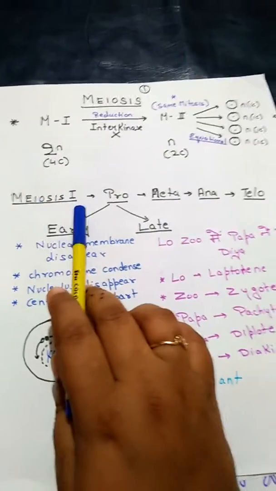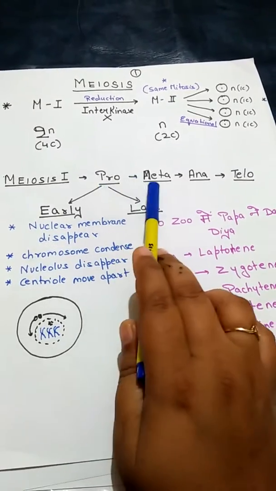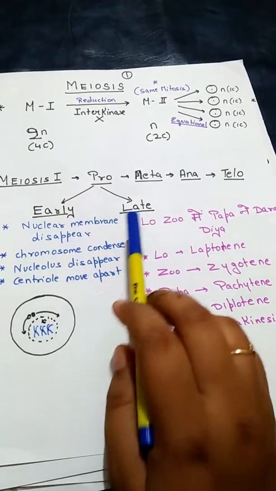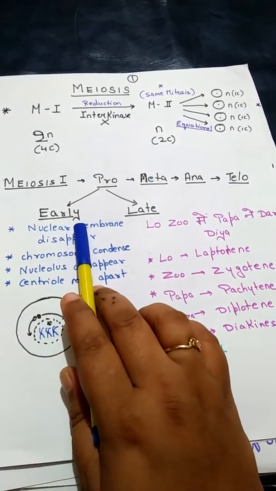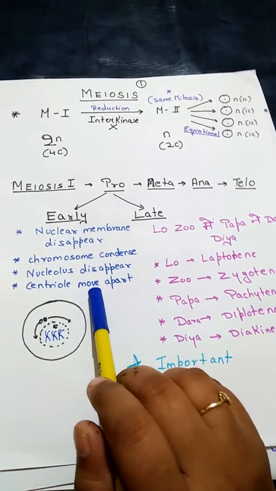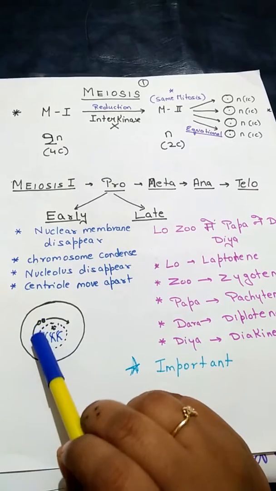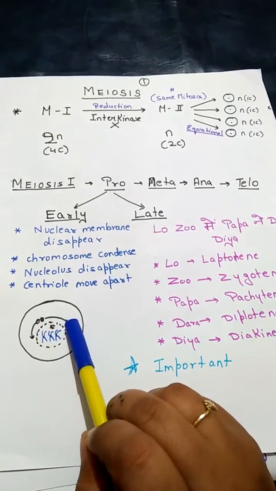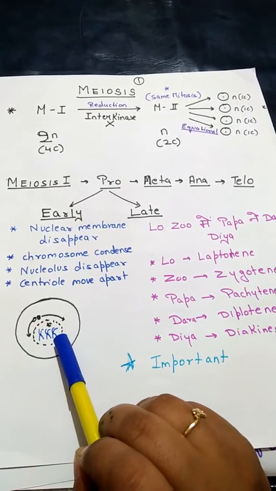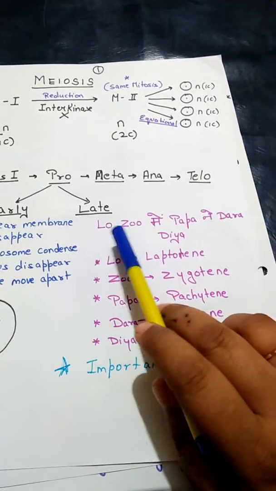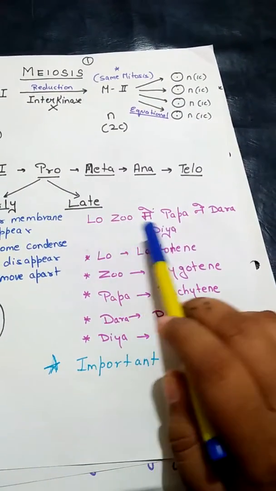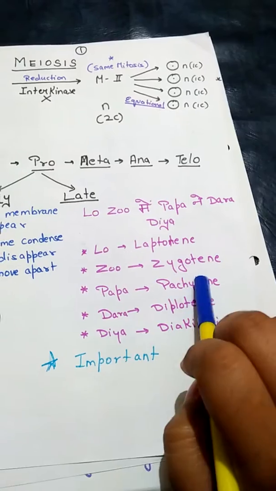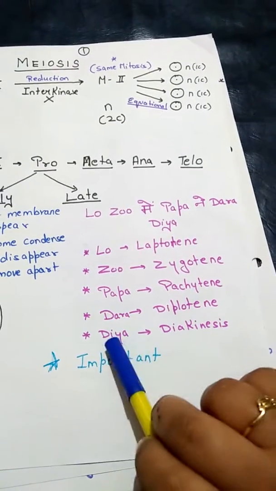The cells are haploid and the content present over here is 1C. Now moving on to meiosis 1, there are 4 important phases: prophase, metaphase, anaphase and telophase 1. Prophase 1 is divided into two parts: early prophase 1 and late prophase 1. Early prophase 1 has the following events, just similar to mitosis: nuclear membrane starts disappearing, nucleolus starts disappearing, centrioles move apart from each other, and chromosomes start condensing. Late prophase can be remembered by the short trick लो zoo में पापा ने डरा दिया, where L is for leptotene, zygotene, pachytene, diplotene and diakinesis.